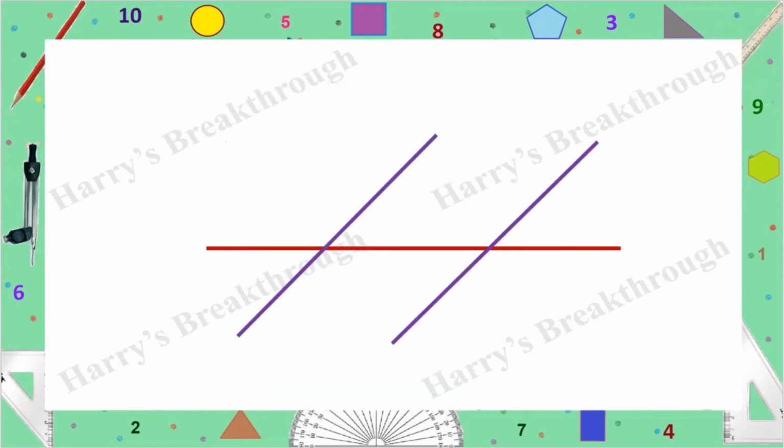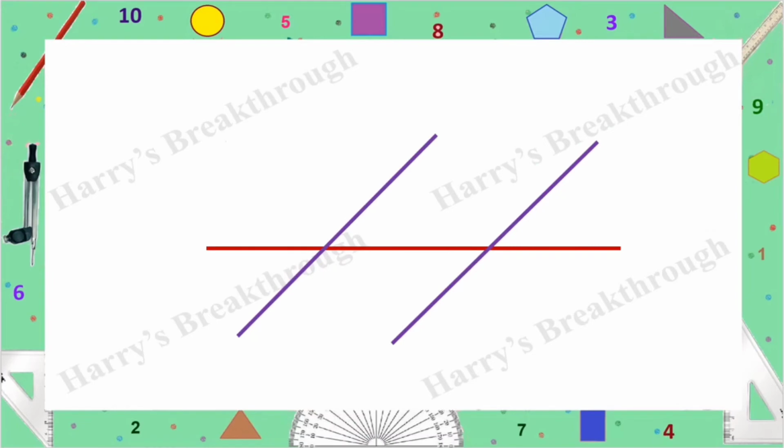Now look at this figure. Here we can see a horizontal line and two slanted lines. In the last class, we have studied that two lines with the same slope to another line will be parallel. That is, if these two slanted lines are at the same slope, then these two lines will be parallel.